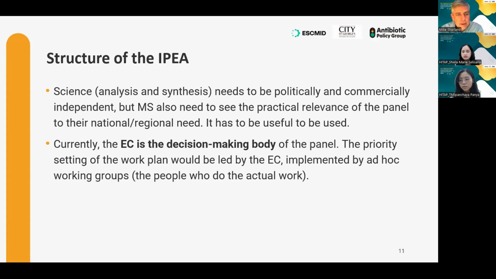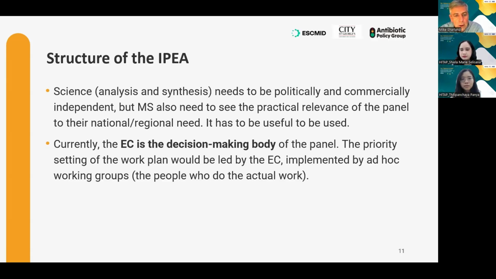So the structure is that the science, when we're talking about science of these independent panels, is the analysis and synthesis. So this is really evidence synthesis. They're not going to conduct independent research. They're not going to do any basic science, and they're not going to do any of the fundamental underpinning. They're actually all about analyzing and synthesizing other work that's been done in the area. So this obviously has to be politically and commercially independent, but also member states need to see the practical relevance of the panel. If it's not useful, it won't be used.